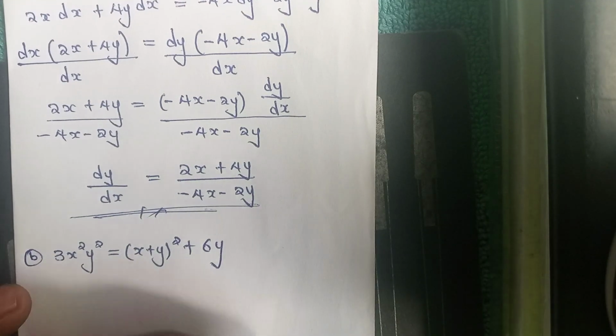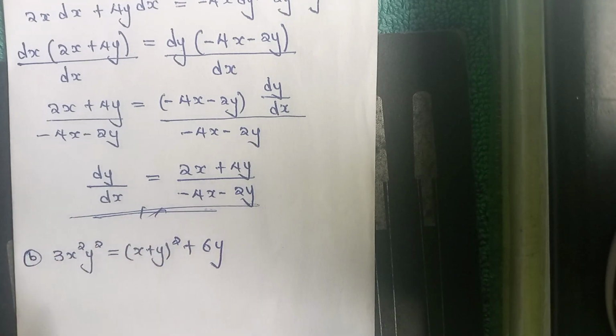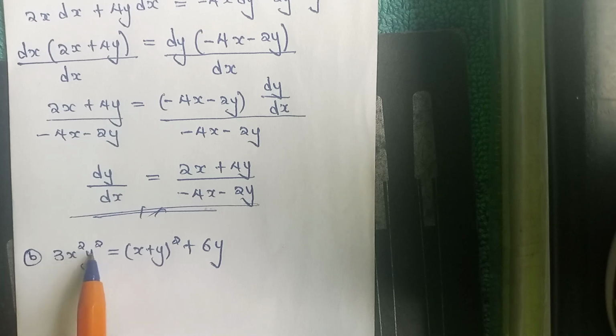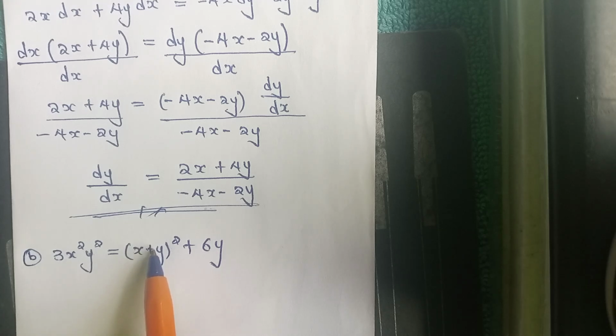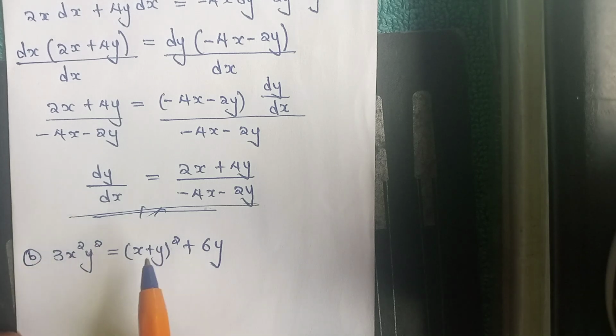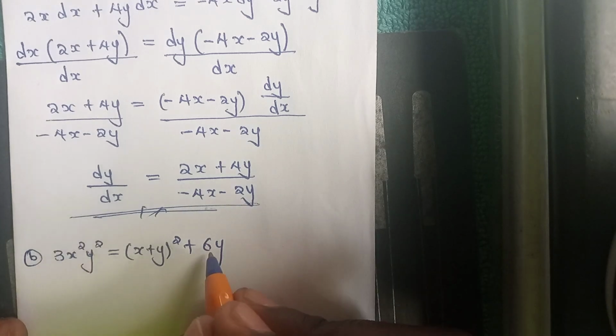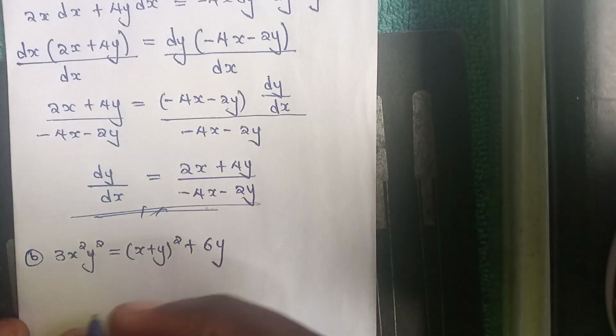Let's look at another example, which is B. So if you look at this term, you see that they are multiplying, so I'm going to use product law. If you look at this term, I can use two methods. I can use chain law, or I can expand, then I use power law. But for me, I'll expand, then I use power law. And for this term, I'll just use power law.